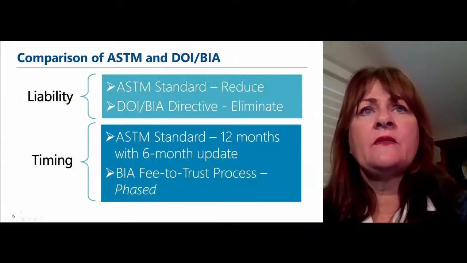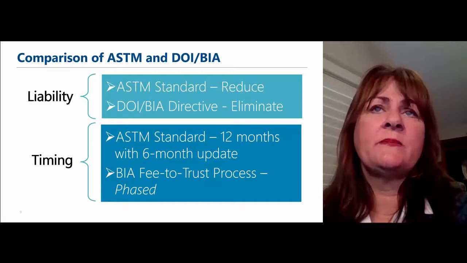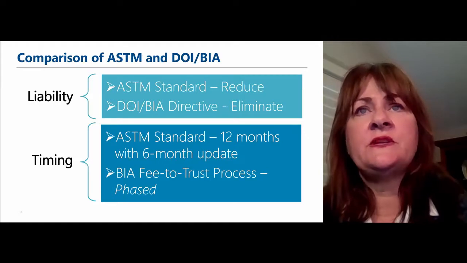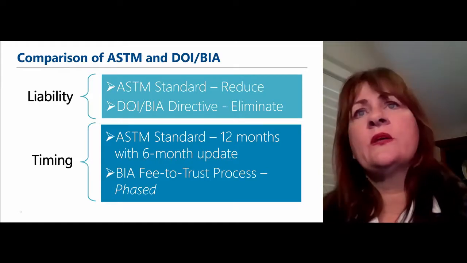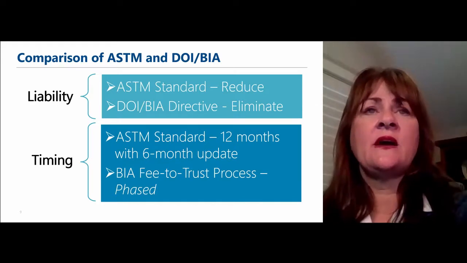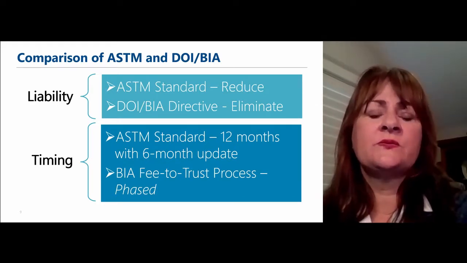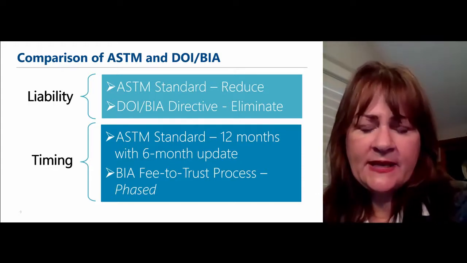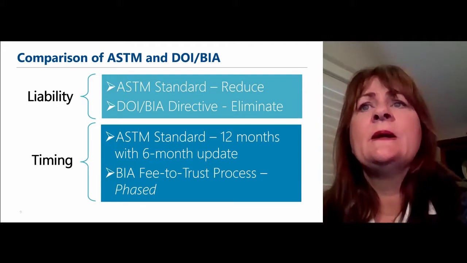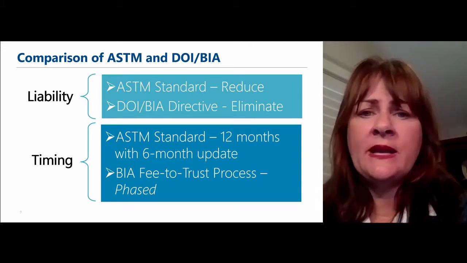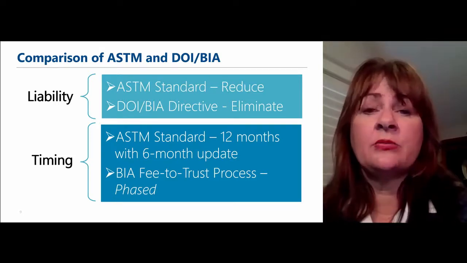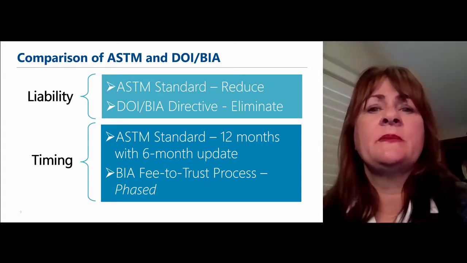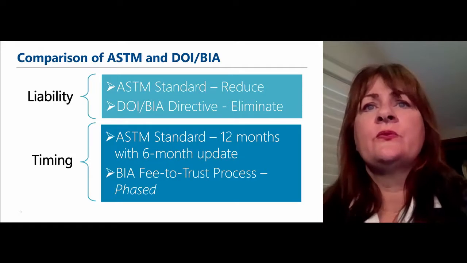So in comparing the ASTM standard, which stands for the American Society for Testing and Materials, that's the Phase 1 standard E1527, with what the BIA does in terms of liability and timing, the standard itself is really intended to reduce liability when you either purchase a property, or in this case for tribes bringing a property into trust. It's not really intending to eliminate it. Most of the time you cannot eliminate environmental liability completely, but with the BIA, there is a directive to try to eliminate that as much as possible through the Phase 1.